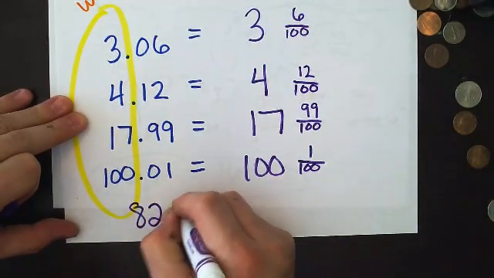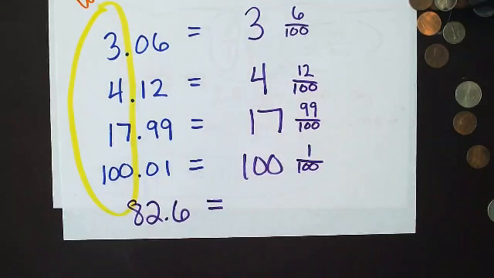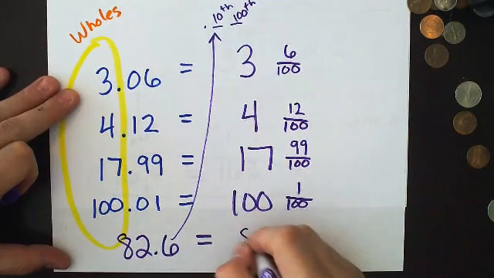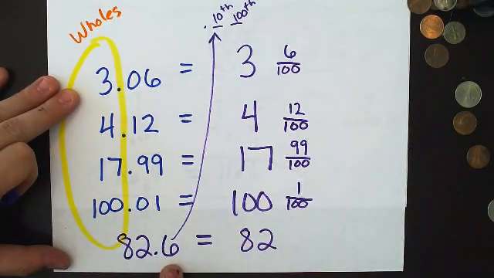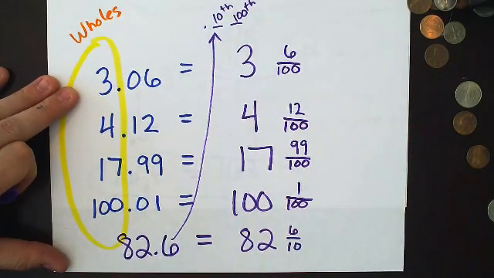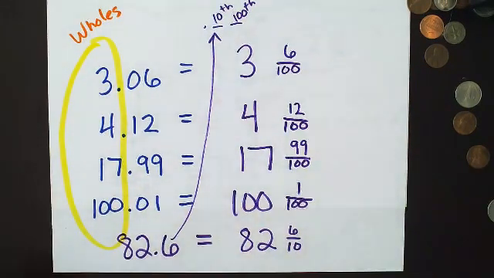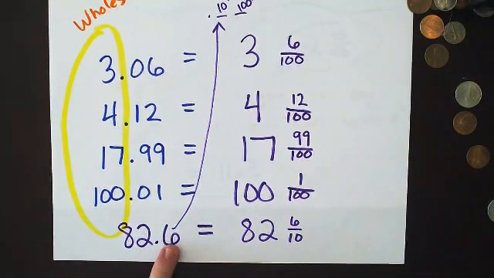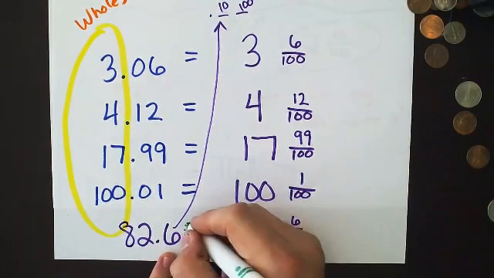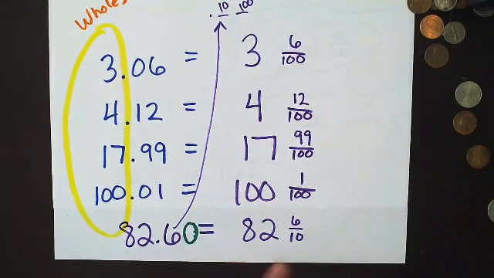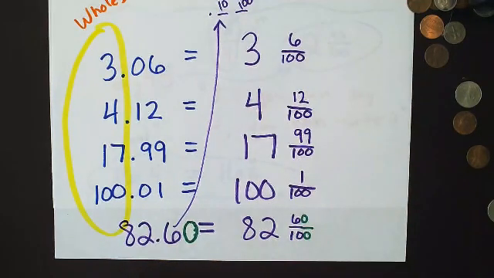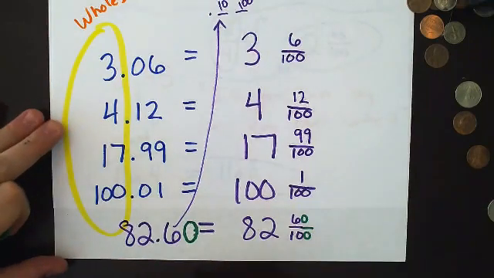Let me throw a tenth in just to show you the tenth. Let's do 82.6. If I have 82.6, that 6 is only one place behind that decimal. So 82 with 6 in the tenths place, so 82 and 6 tenths. Now you can also do this, and this is totally acceptable. Since there's only one digit right behind the decimal, you can add a 0 to the right of that to make it 60 hundredths, which would mean a 0 here and a 0 here, and that's also the same.